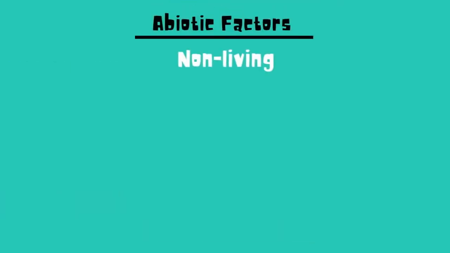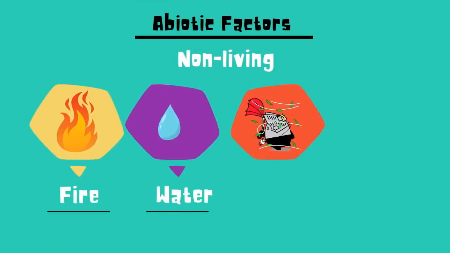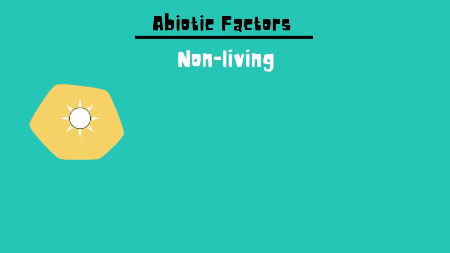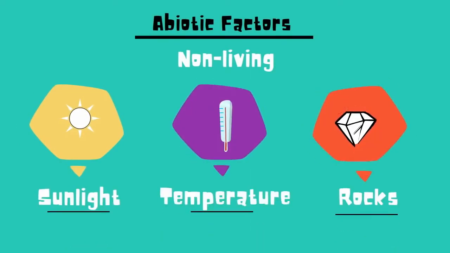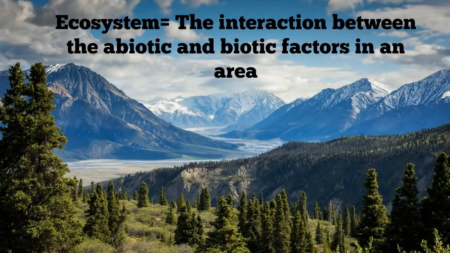Abiotic factors are non-living factors in the environment. Examples include fire, water, air, ice, sunlight, temperature, and rocks and minerals. In fact, an ecosystem is this interaction between the abiotic and biotic factors in a particular area.